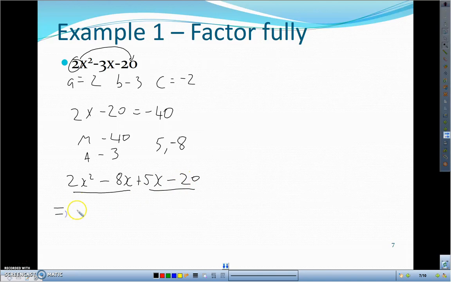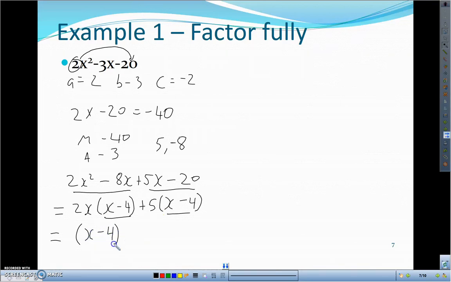So this would become equal to 2x bracket x minus 4 plus 5 times x minus 4. And so now we can factor out this x minus 4 from it. And that would turn into x minus 4 times 2x plus 5.